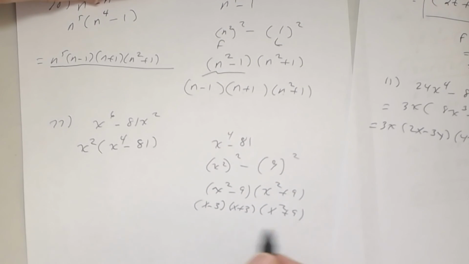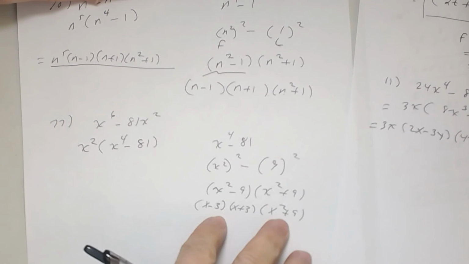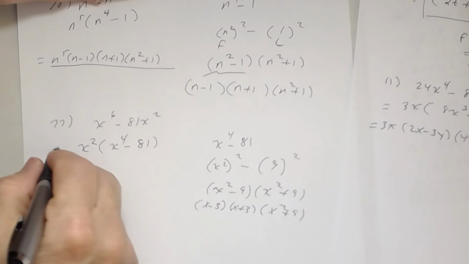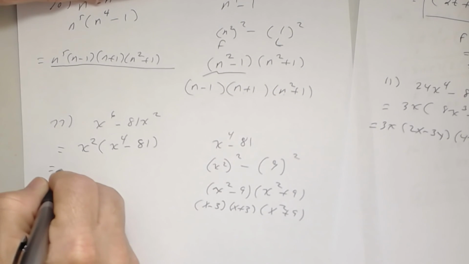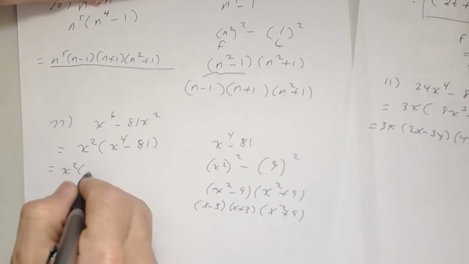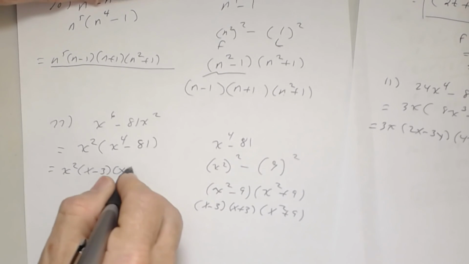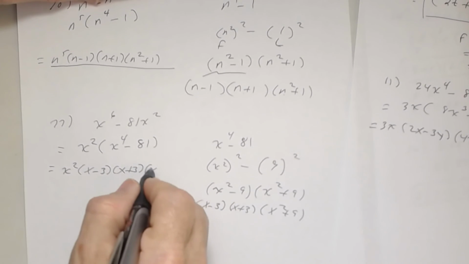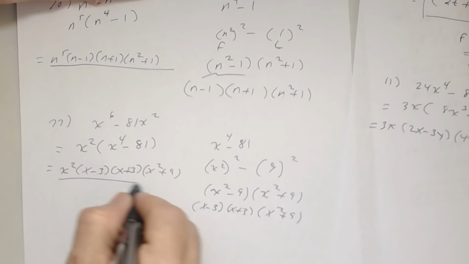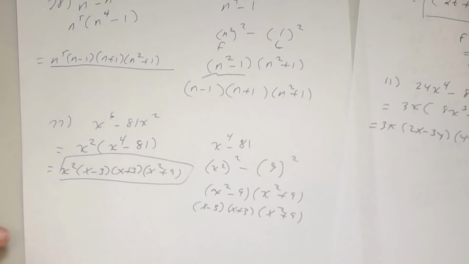Okay, y'all agree with that? Okay. Oh, yeah, but that's not the answer, right? So the answer, you have to put that GCF in it. So what's the answer? x squared, x minus 3, x plus 3, x squared plus 9. Okay. All right, so that's all you do there.